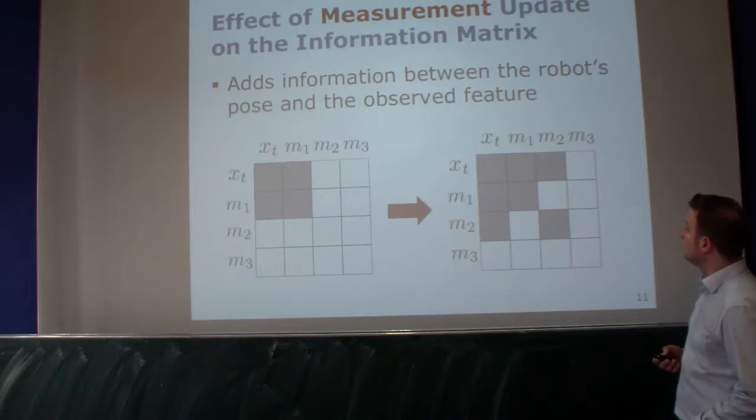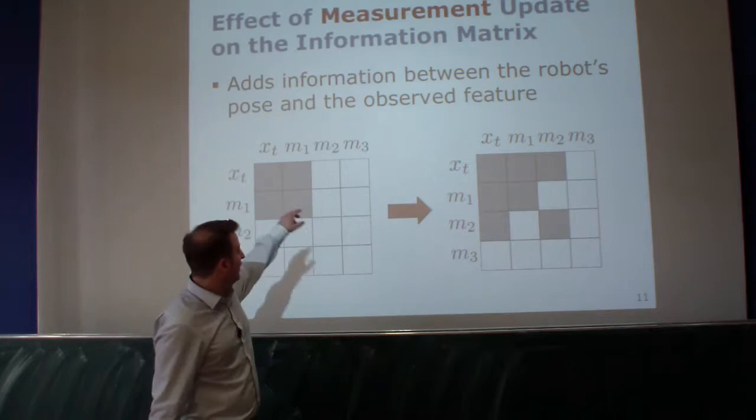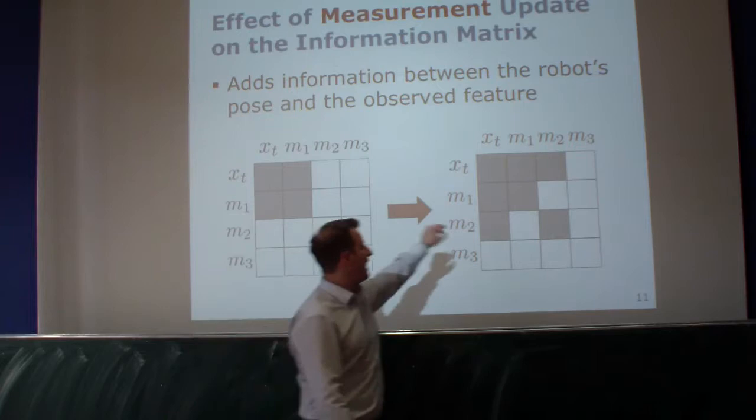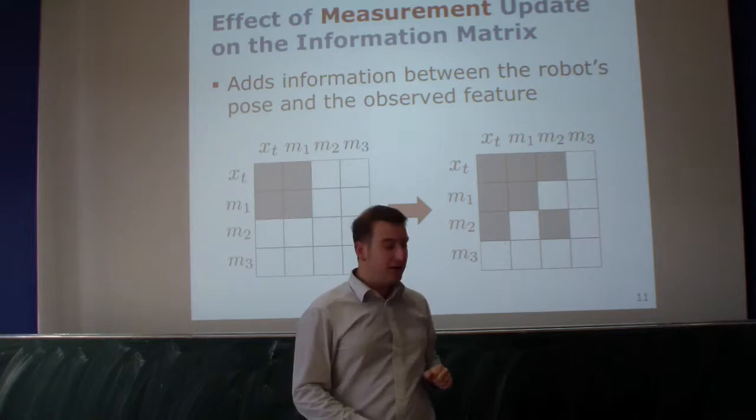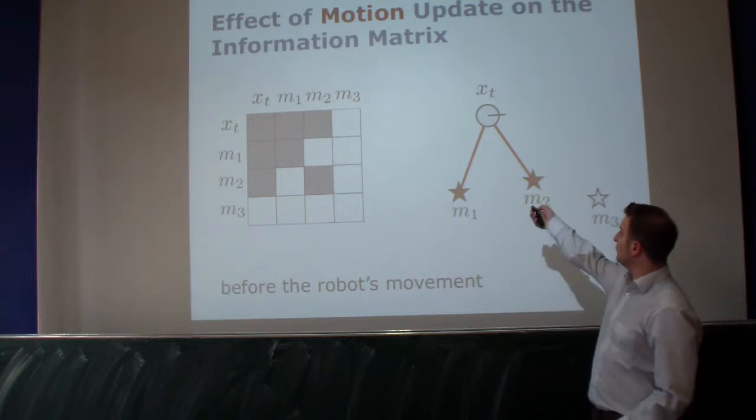The effect of the measurement update, which I showed here, which is observing something, in the information filter is that we just add information to this matrix. So we add new links, new elements in this matrix. Okay, so let's see what happens with the motion update. We're at exactly the step where we stopped the observations, and now we move a step forward. The robot moves from x_t to x_t+1. What do you think will happen?